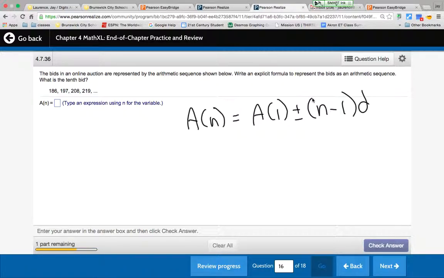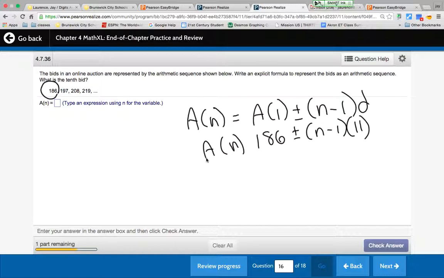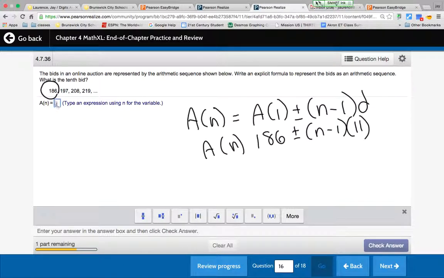All right, now in this one, a of 1 is 186. d looks like it is going up. It's going up 11. Yeah, I think it's going up 11. So there is my explicit formula. Let me do this in pieces. So I'm going to need 186 plus, because it's going up, I don't want the minus there, quantity of n minus 1 times 11.